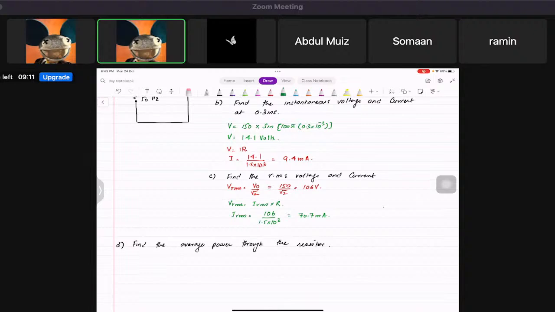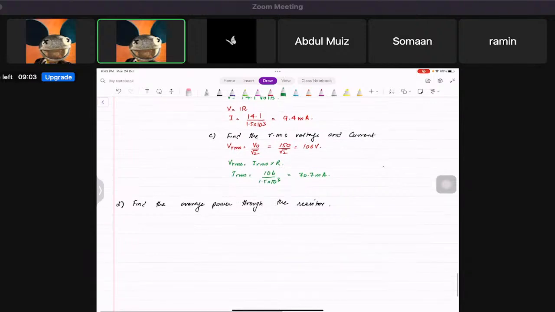Now it says find the average power through the resistor. That's pretty simple. There are a couple of ways you can do this. If I were you, I would use average power equals Vrms times Irms. But because we now have Irms and Vrms, we can also use power equals Irms squared times R, because we have the resistance. Or we could also use Vrms squared over R. Whatever suits you, whatever you remember, just use it.